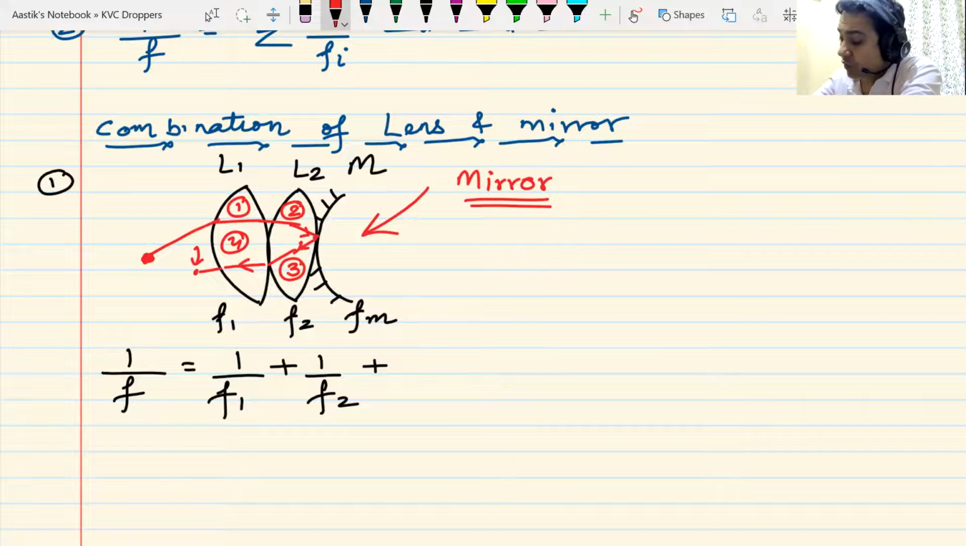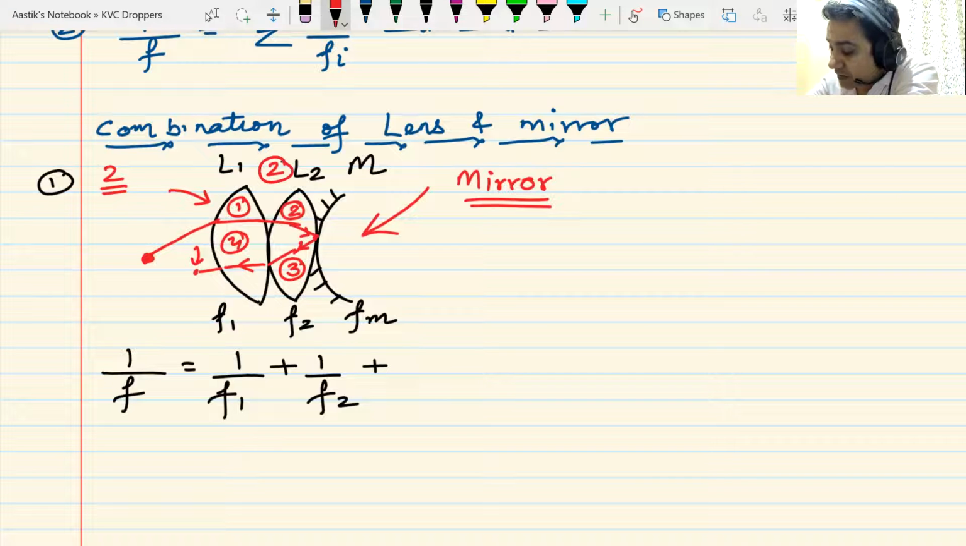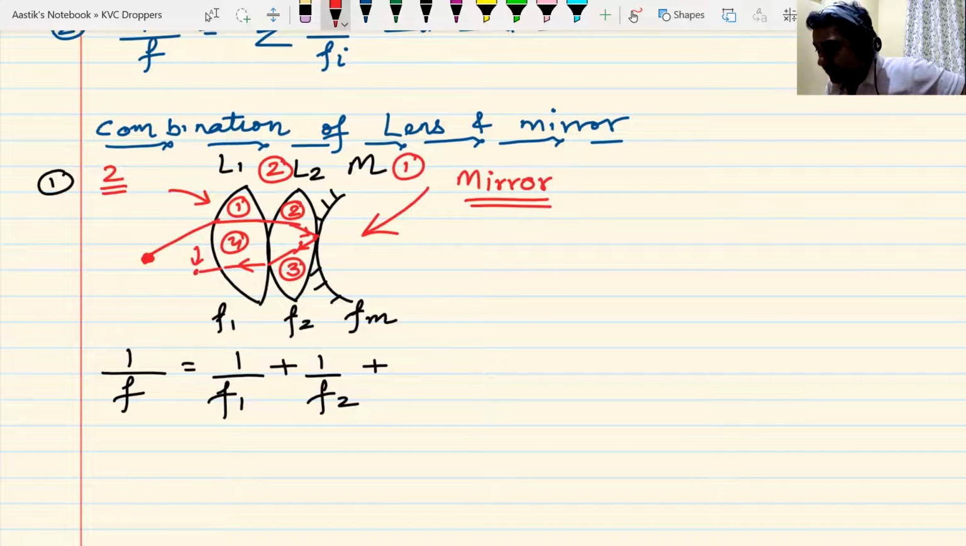Yes sir. So what I can see is there will be two refractions from this lens, two refractions from this lens, and one reflection from this mirror. Do we understand this? Yes, sir. We'll have two refractions from each lens and one reflection from the mirror.